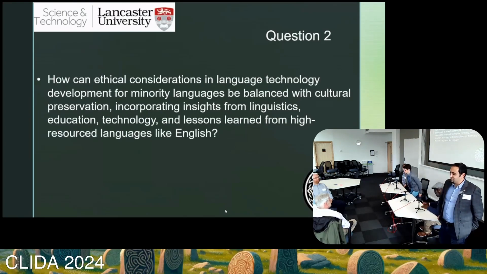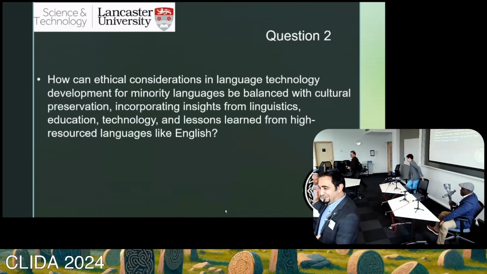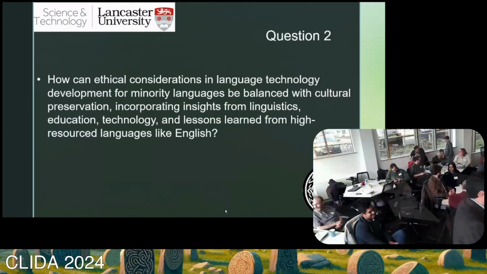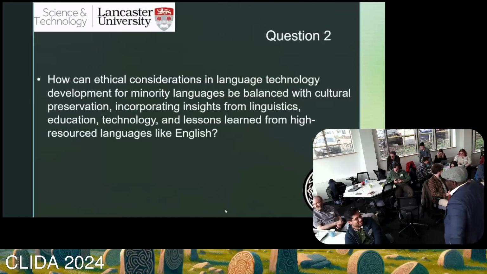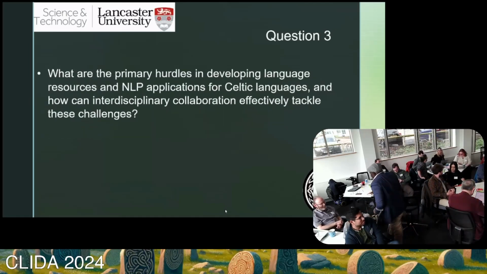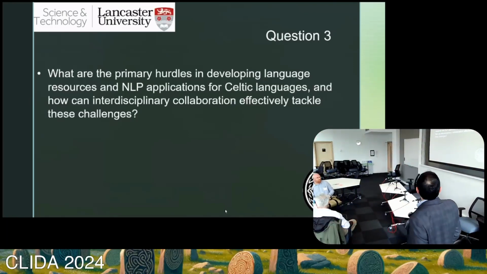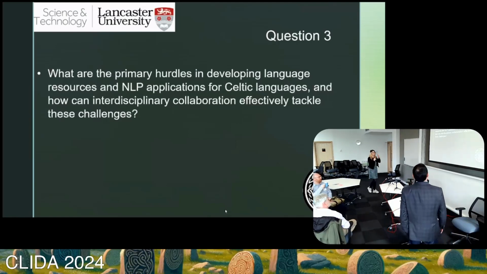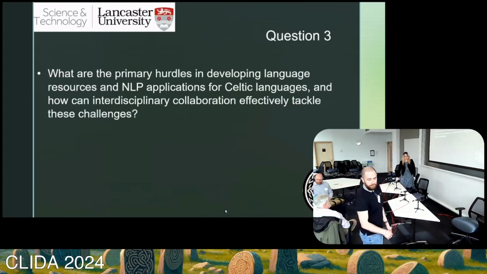So for the third question, and no pressure, I thought of Dawn, Mihal, and Abigail. You're working on Welsh. Thanks, Ignatius. Right, so the third question is about the primary hurdles and challenges in developing language resources, and that's basically what you all talked about today. So it'll be really good to see how collaboration could actually help us here.